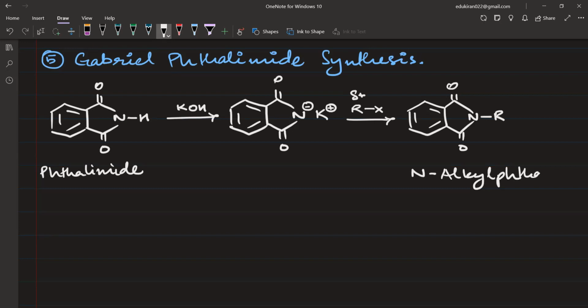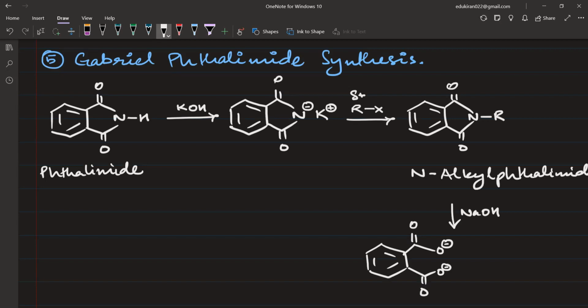N-alkyl phthalimide. If it is methyl, it will be what? N-methyl phthalimide. If it is ethyl, it will be N-ethyl phthalimide. Now, once you react this with NaOH in aqueous, it gives C double bond O, O negative, C double bond O, O negative, and both of these negative charges are stabilized by Na positive. Plus, we get this RNH2.